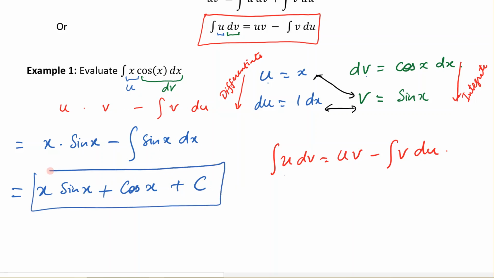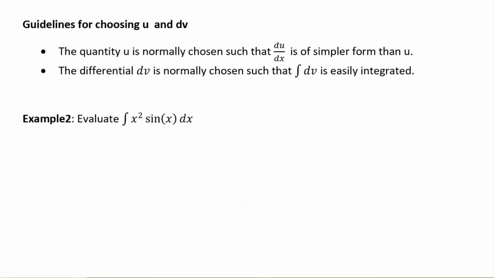So this is our required integral. Just a recap, for integration by parts, we use this formula, and it is equal to uv minus integral of v du. The most important step is to choose your u and dv. For u, we choose the factor which becomes simpler on taking the derivative. So quantity u is normally chosen such that the derivative is of simpler form than u, and the other one would be your dv. Let's take a look at the next example.